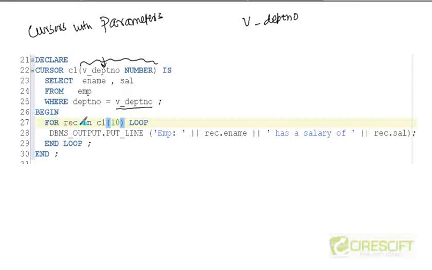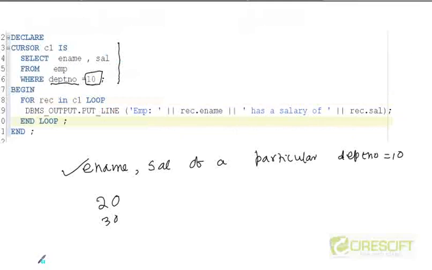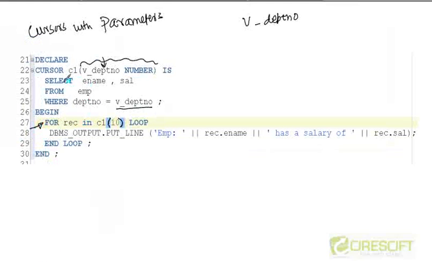And then what do we do? Here's the interesting thing that we did. Same code, for rec in C1, then I give the value of the parameter. I give the value of the parameter as 10. That means this cursor now becomes select ename, sal from EMP where department number is equal to 10. Okay, so essentially at this point we are set. If you compare with the previous example, for rec in C1, here we are executing this query, and if you go exactly to this point, we're also executing the same query.